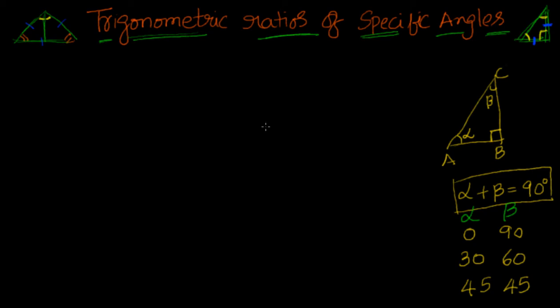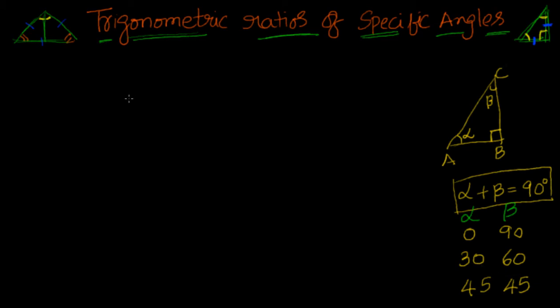Are you with me? Let me repeat that again. To find out the trigonometric ratios of specific angles, we know that in a right angle triangle, the right angle is 90 degrees and the remaining two angles add up to 90 degrees. They are complementary to each other. So I am looking at different values I can have. If I have alpha as 30, then beta should be 60, because both of them should add up to 90 degrees. Similarly, if alpha equal to 45, beta is equal to 45.